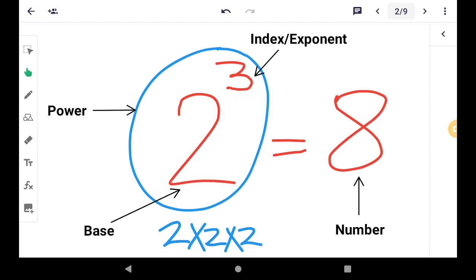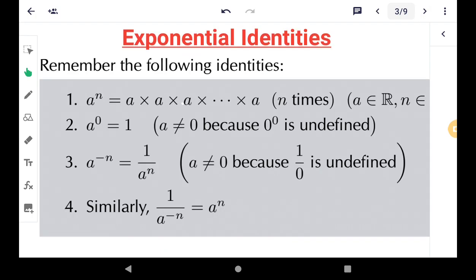Now, before we look at some of the laws of exponents, let's look at some of the identities of exponents that we use often to calculate. The first one is that when you have a to the power of n, that simply means a multiplied by itself n times. Also, any number raised to the power of 0 is equal to 1, meaning that you can write 1,000,000 to the power of 0, and that will be equal to 1. You can write 1 as anything to the power of 0.